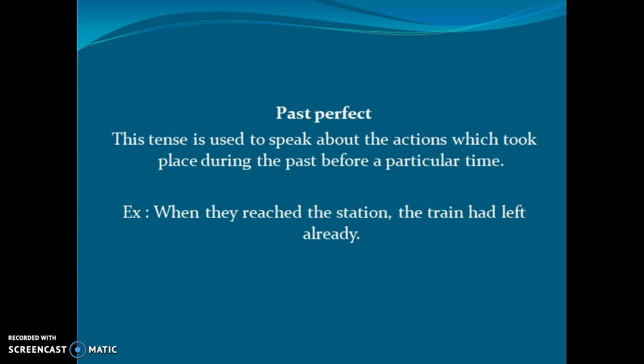Then coming to the past perfect tense. This tense is used to speak about the actions which took place during the past before a particular time. For example, when they reached the station, the train had left already.